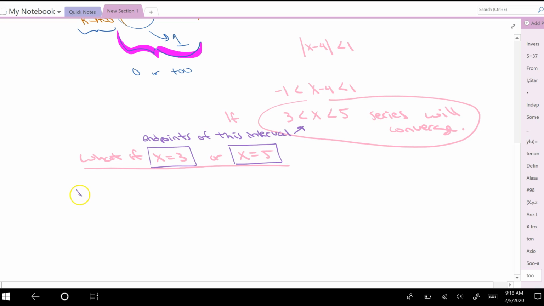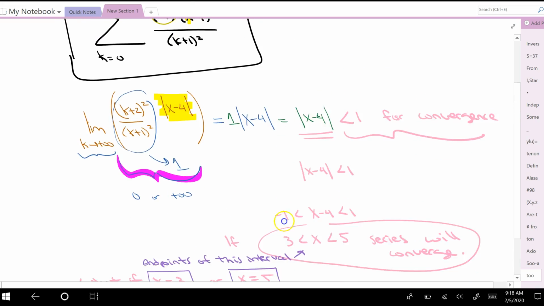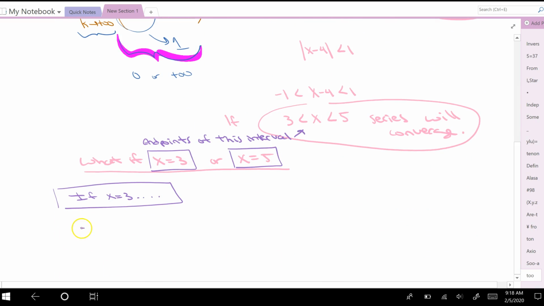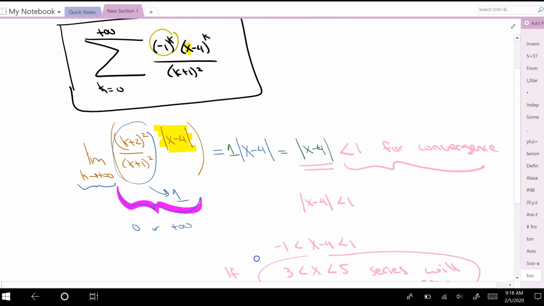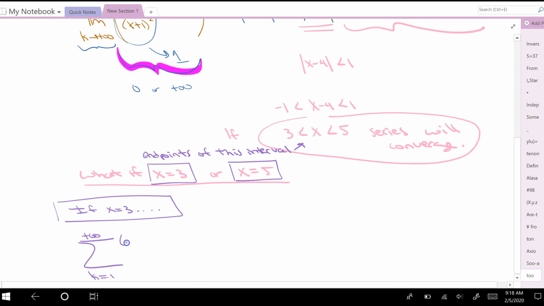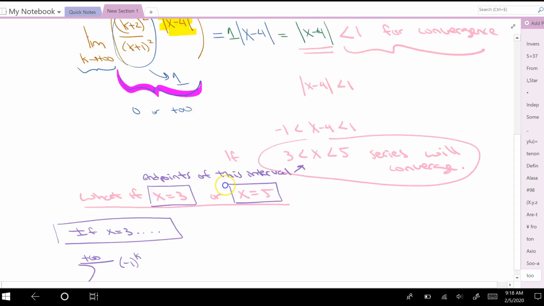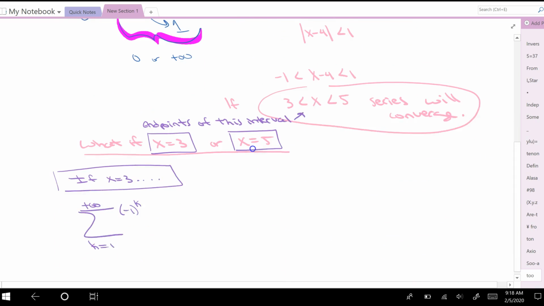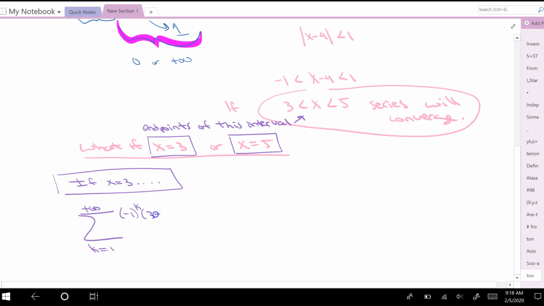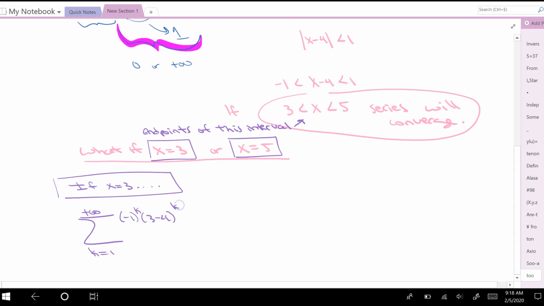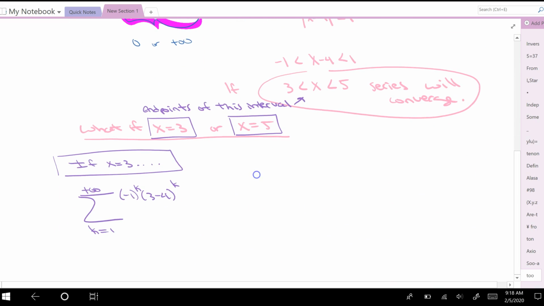Well, let's see. If x were to equal 3, let's take a look. I'm going to put x equals 3 because after all, if x equals 3, we want to know what happens to this series. I'm going to put 3 in for x. -1 to the k, I have to scroll back and forth, and then I have 3 minus 4 to the k, and then I have all over k plus 1 squared.